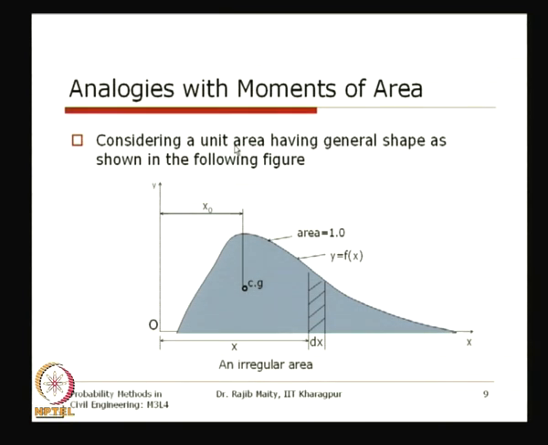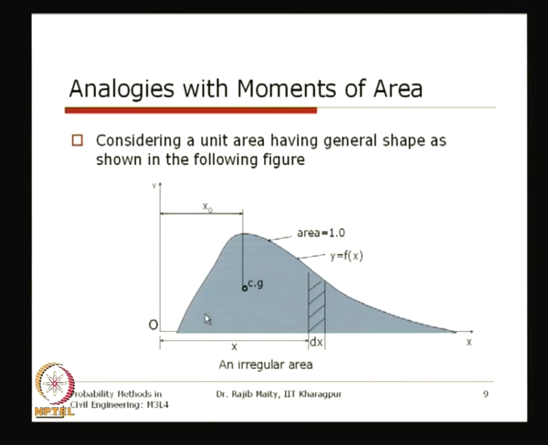Now consider a unit area having the general shape as shown in this figure. If I take a very small length along this x-axis, which is dx, and calculate the total moment, and this is your origin, then the moment due to this particular area is this distance multiplied by the area.